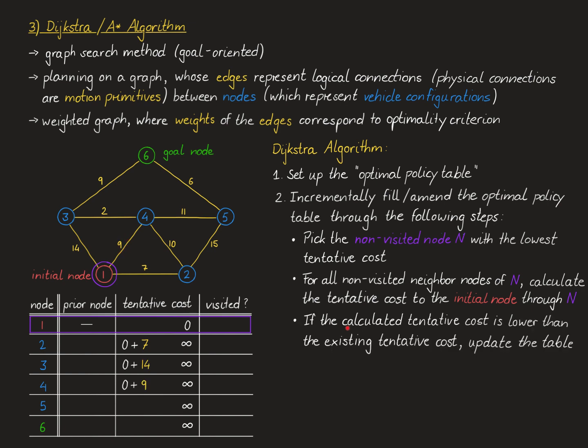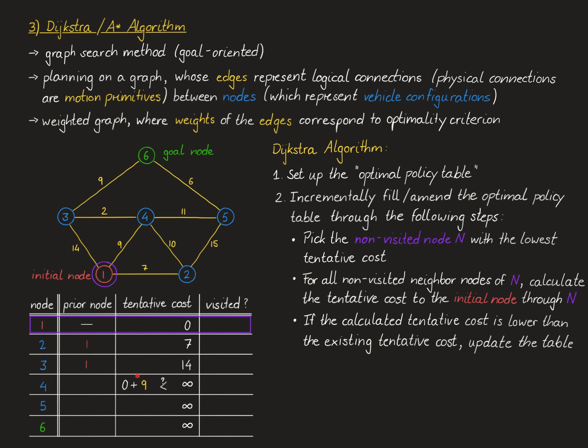Now, if the calculated tentative cost is lower than the existing tentative cost, then we have to update the optimal policy table accordingly. In our example, for node 2, the calculated tentative cost is 7 and the existing tentative cost is infinity, so we update the tentative cost to 7 and the prior node becomes node 1. For node 3, we have the calculated tentative cost of 14, which is again lower than infinity, so we update the tentative cost to 14 and the prior node becomes 1.